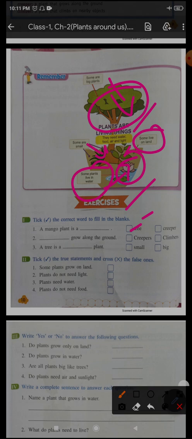Now the next question is: dash grow along the ground. Obviously, creeper. The name suggests they creep on the ground, so it is the creeper that grows along the ground. A tree is a dash plant. Obviously, a big plant. A tree is a big plant.